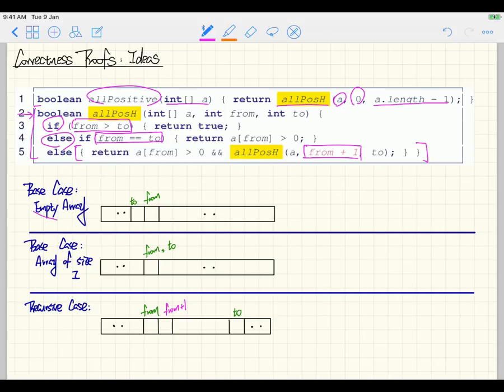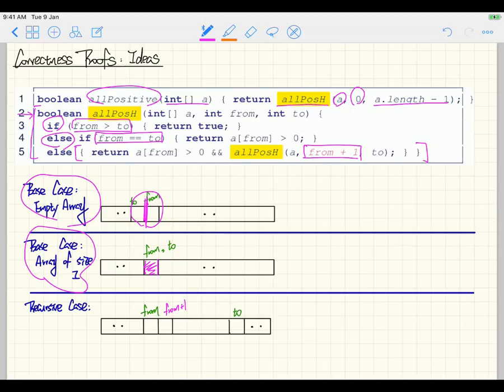For base case number 1, we simply talk about an empty array, in which case from is simply larger than the end index, so just an empty array you can think about. And for the second case, it would be an array of size 1, because from is equal to the end index. That means we're only considering just one element. So for these two cases, we can prove right away. You just plug in the exact value for the base cases and see if your program returns the correct value, and that's it.